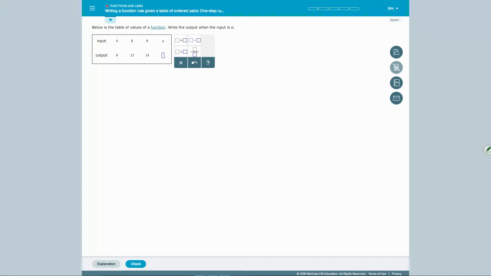What I like to do is I start with addition and subtraction to see if that's going to be my pattern. So in this case, what do I add to 4 to get 9? Well, I add 5. If I add 5 to 8, will I get 13? Yeah. If I add 5 to 9, will I get 14? Yup. So I can see that given my first 3 values, my pattern is basically just, using their variable, n plus 5.